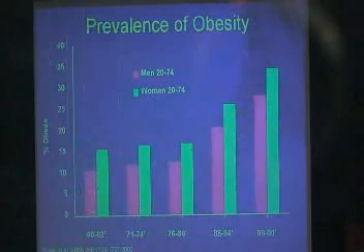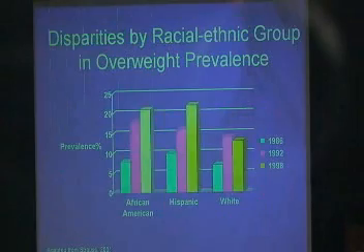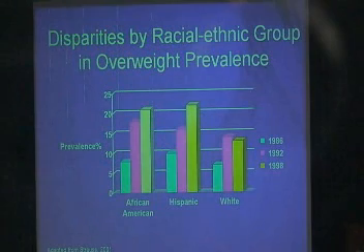And as you see, by decade, the weight increases with age, and actually women fare much worse than men, most likely because of the muscle mass. And of course, we all know there are disparities by racial and ethnic groups in overweight, and of course, African Americans have the highest, as well as the Hispanics compared to Caucasian whites.